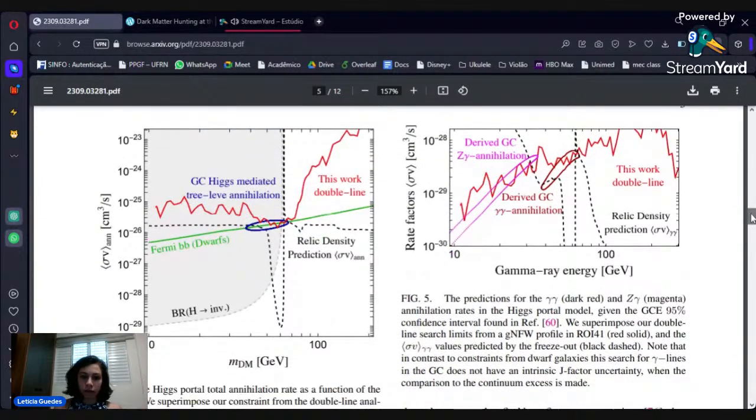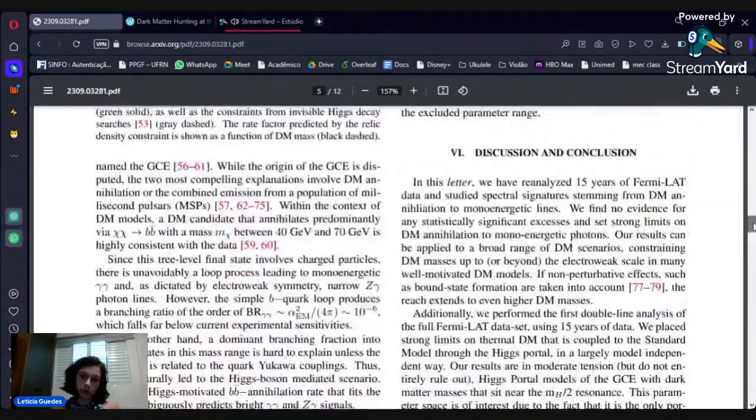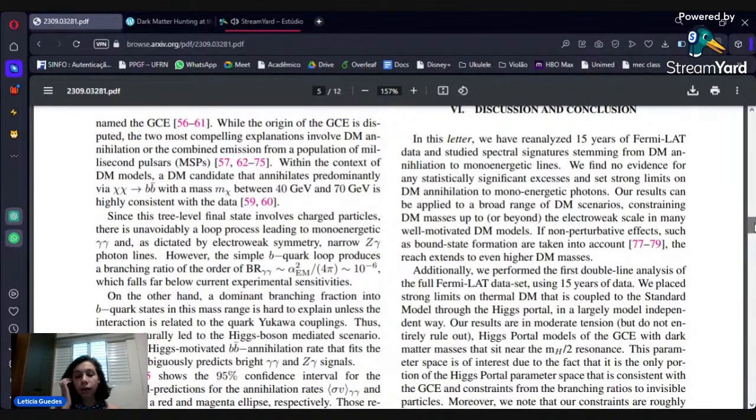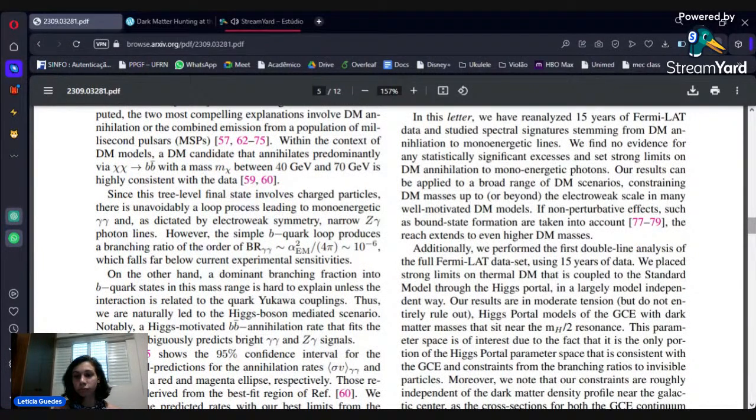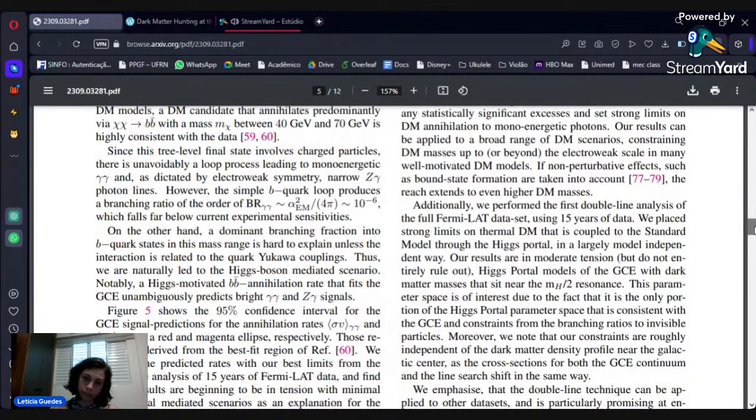And yeah, that's basically the idea of this work. The main idea is to get this double line signal analysis that can be used on other data. But in this case of the Fermi-LAT, it doesn't show any significance. So yeah, it's basically it.